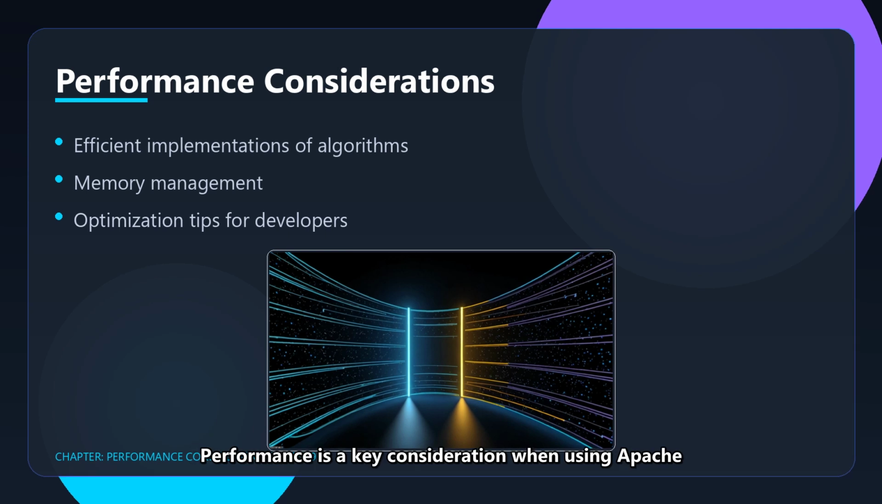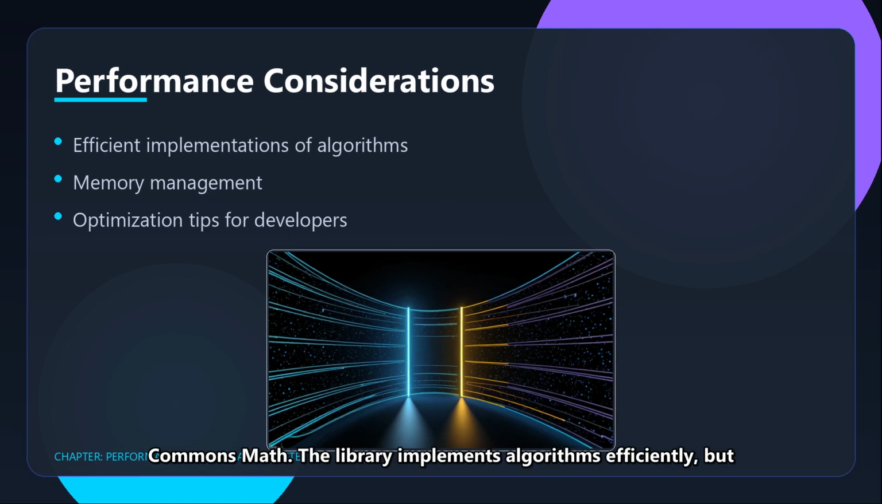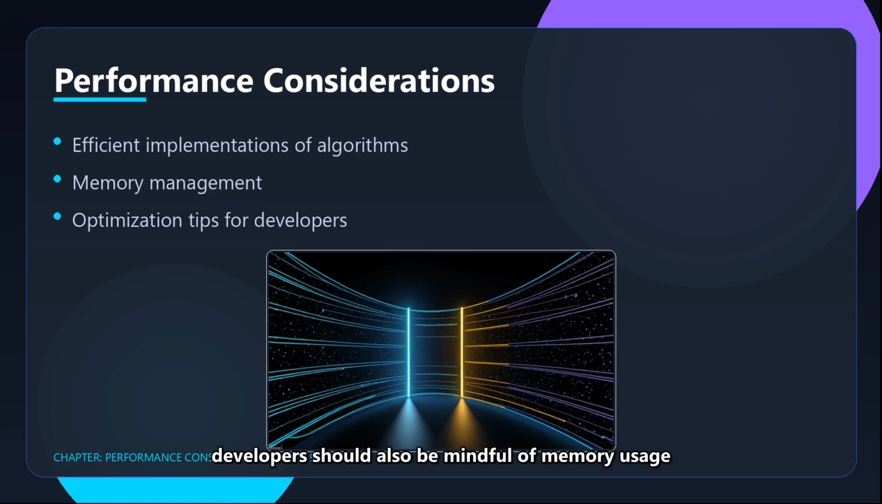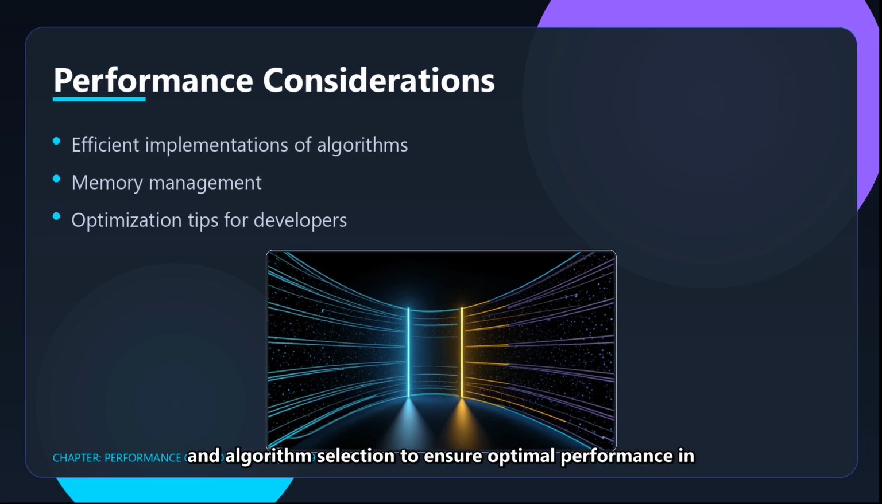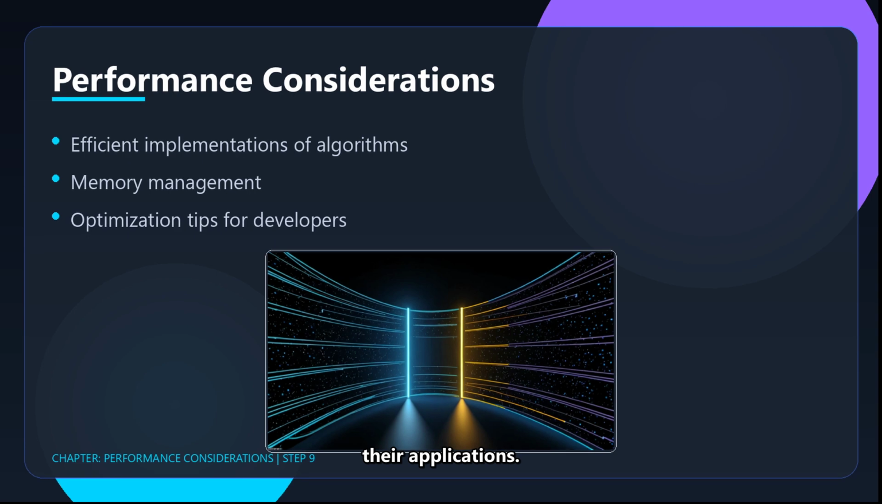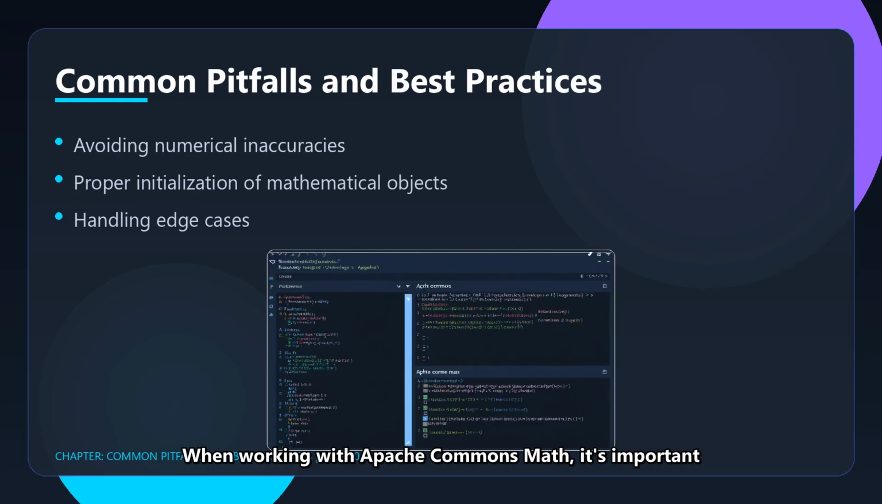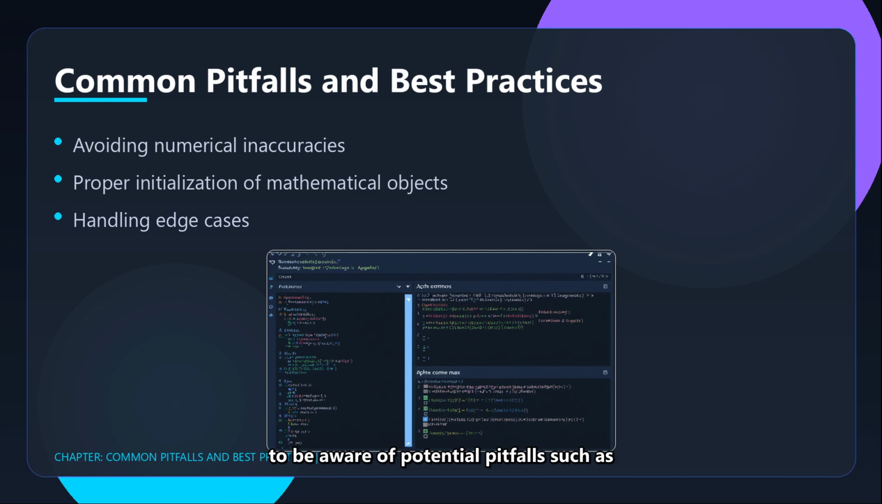Performance is a key consideration when using Apache Commons Math. The library implements algorithms efficiently, but developers should also be mindful of memory usage and algorithm selection to ensure optimal performance in their applications.